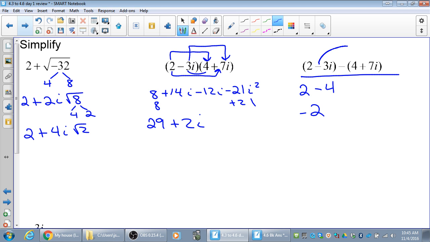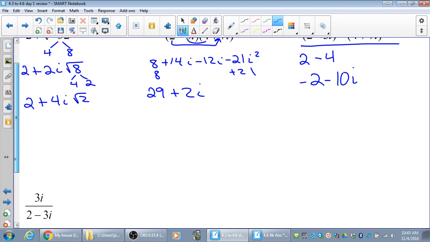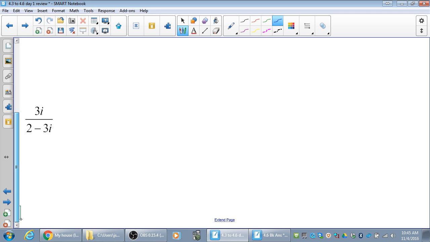And negative 3 minus 7, right? Negative 3 minus 7, that's negative 10i. It's just you subtract its pieces, its parts. You subtract the real part, you subtract the imaginary part. Be aware of that plus or minus in the middle. All right, finally the last one right here.